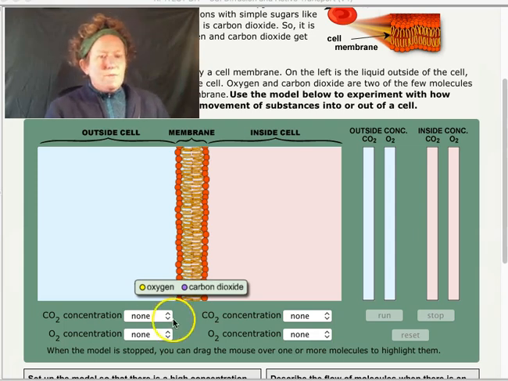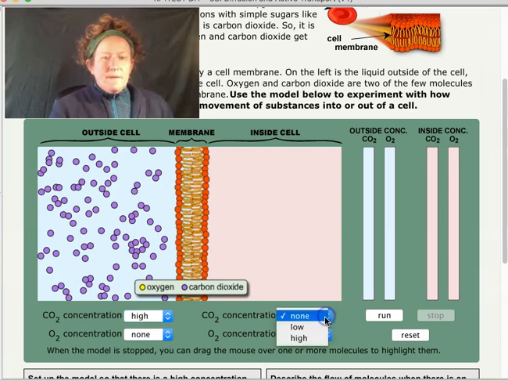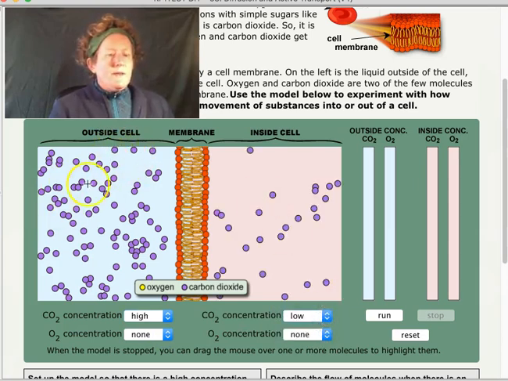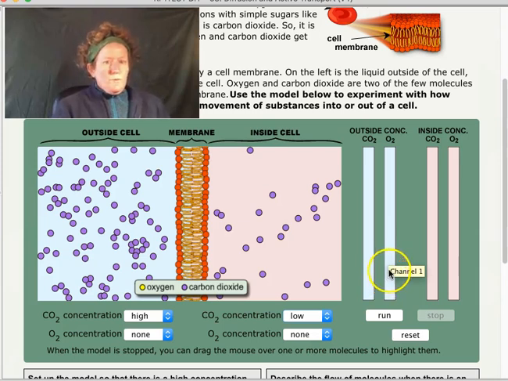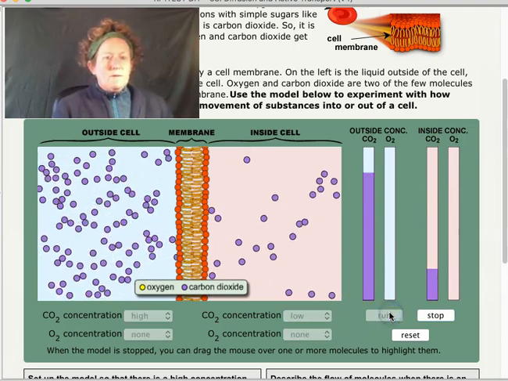We're going to look at how diffusion works in a cell by looking at how molecules travel when the concentrations differ. Outside the cell, this is a high concentration of carbon dioxide here, and a low concentration inside the cell. I'm going to run the model and let you look at what happens. Pay attention to the CO2 bars here and here. See where it says CO2, that's carbon dioxide. We're going to pay attention to these two bars as the model runs.